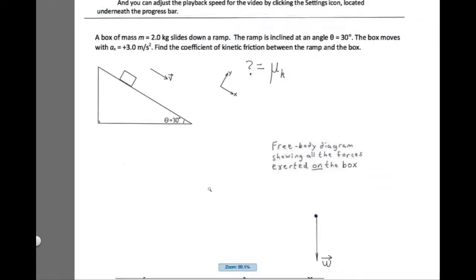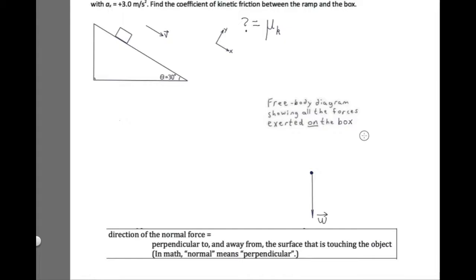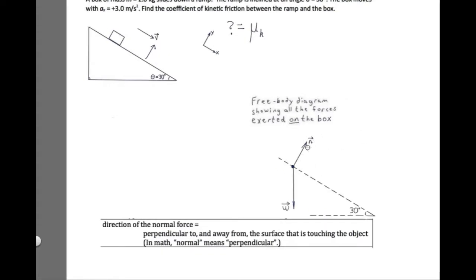So we need to draw the normal force in our free body diagram. The rule is that the normal force should point perpendicular to and away from the surface. Perpendicular to and away from the surface is this direction. So let's add that direction for the normal force to our free body diagram. Here's the normal force in our free body diagram, pointing perpendicular to and away from the surface of the ramp.